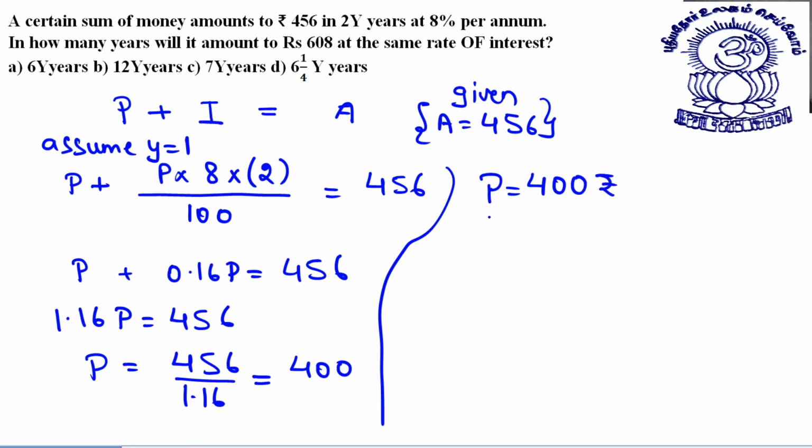Okay. Now, what is the new amount? The amount here is now 608. In how much time will it become 608? So the amount is 608, principal is 400. Therefore we can say that the interest is equal to 208 rupees.